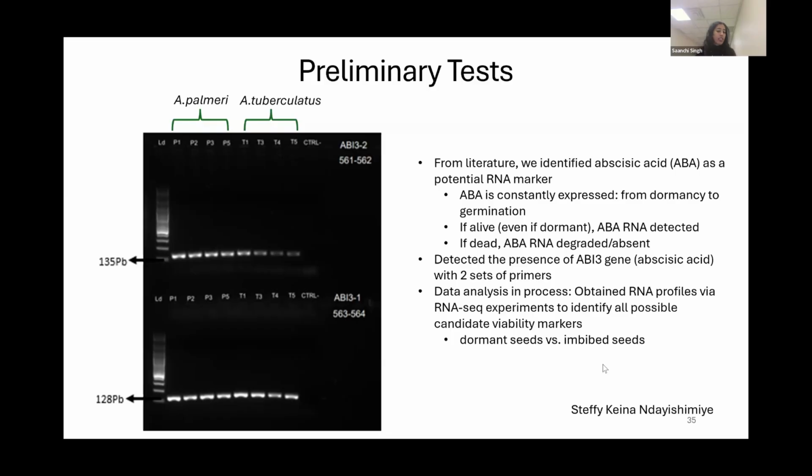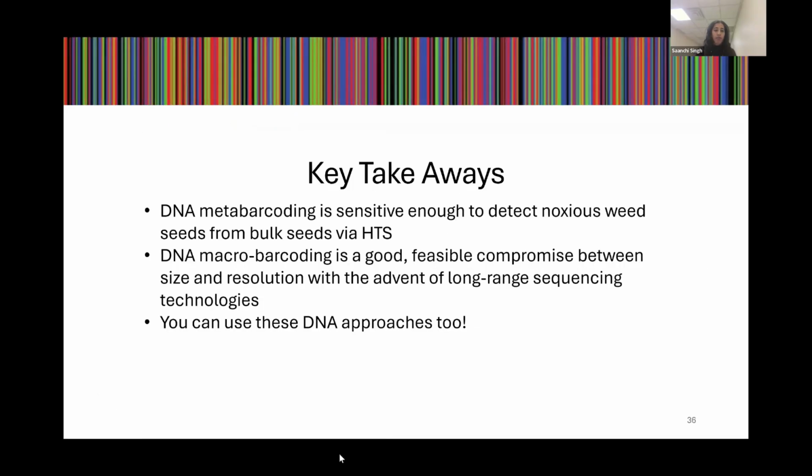We ran an RNA-seq experiment, and that allowed us to obtain RNA profiles for dormant seeds and seeds undergoing imbibition. This will allow us to find all the possible candidate viability markers, so that we're not restricted to the RNA markers that were listed in literature. There could be stronger markers, and this will allow us to identify those. And that is currently happening.